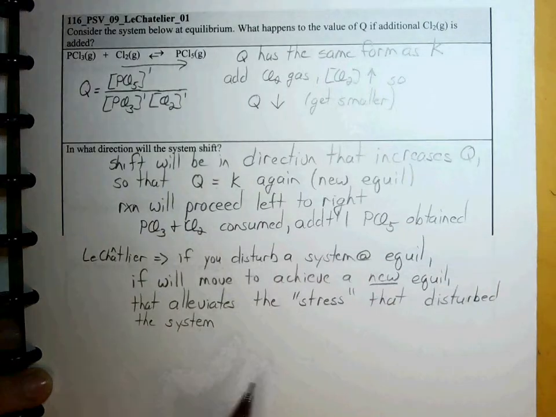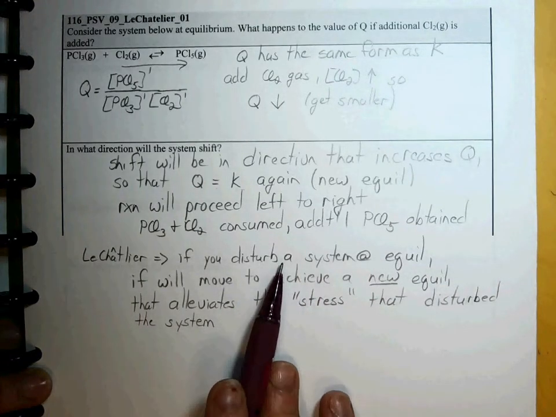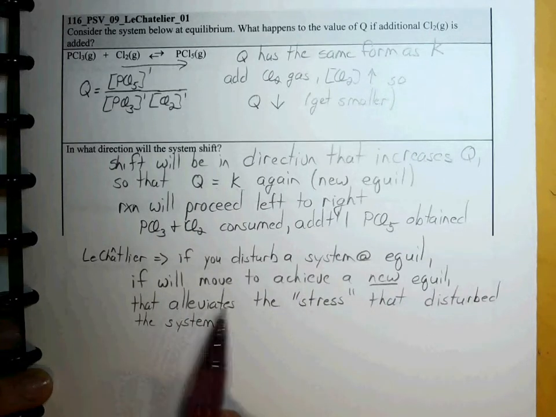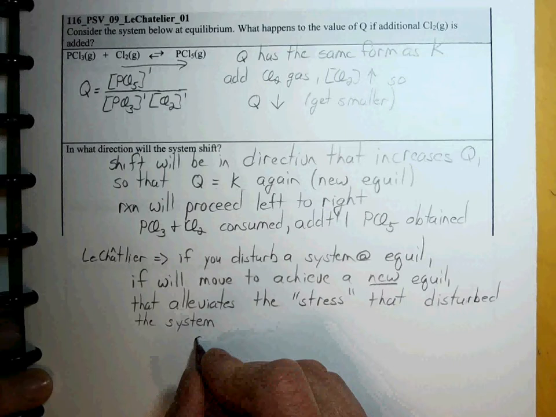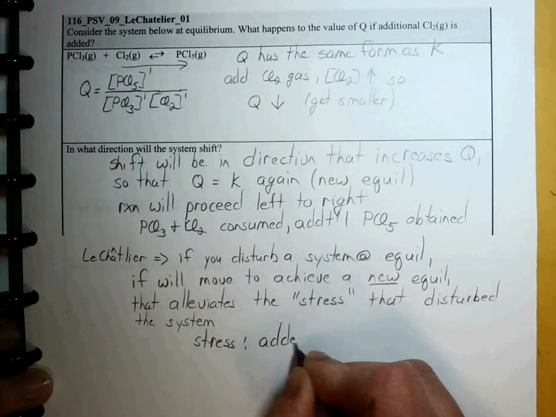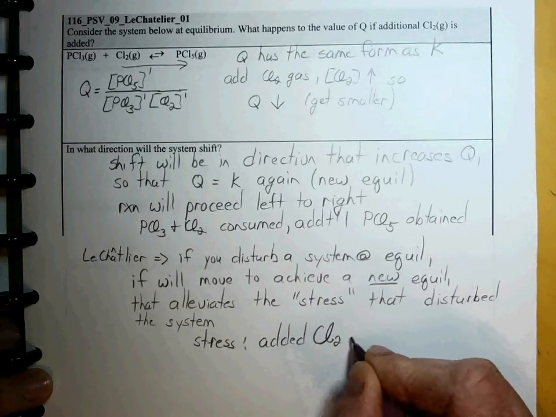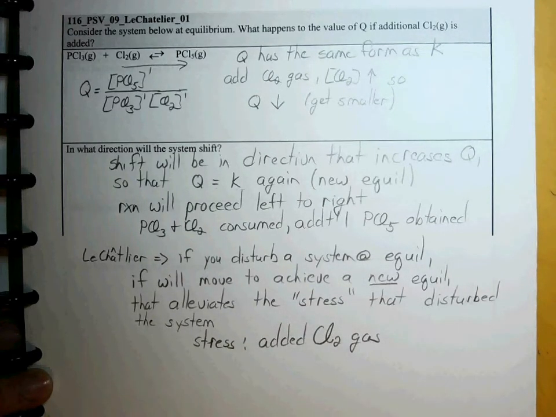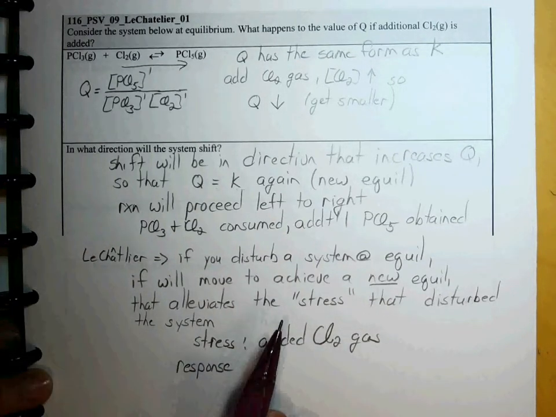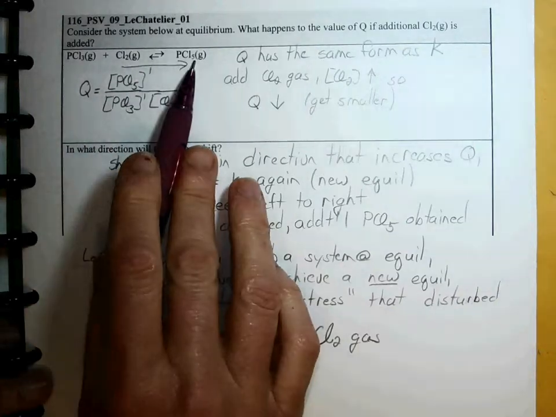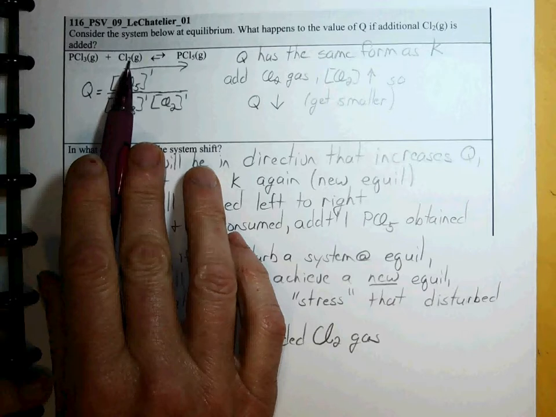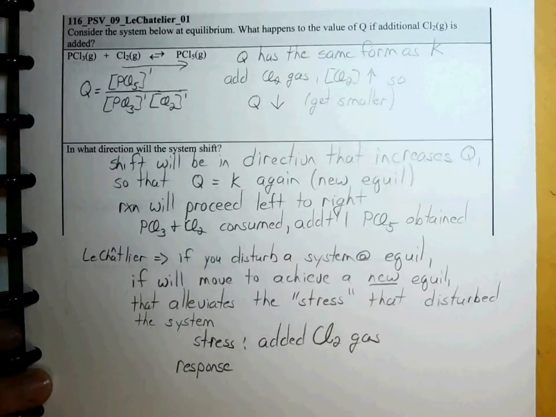So if we revisit our statement, Le Chatelier: if you disturb a system at equilibrium, it will move to achieve a new equilibrium that alleviates the stress. The stress in this situation is added Cl2 gas. The response, as we've just discussed, is that it's going to move in the forward direction so that PCl3 and some of the Cl2 is consumed. Some of the stress is alleviated.